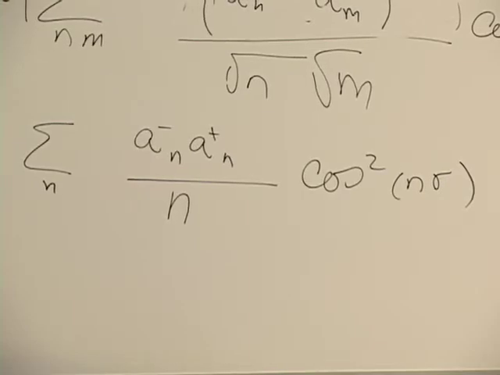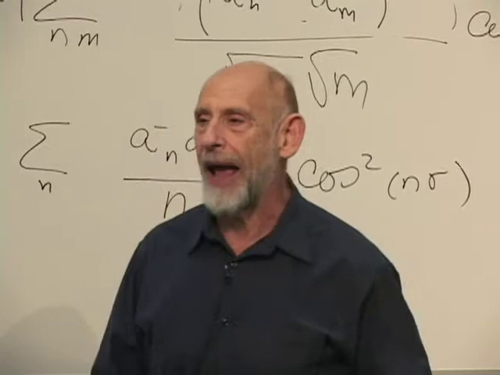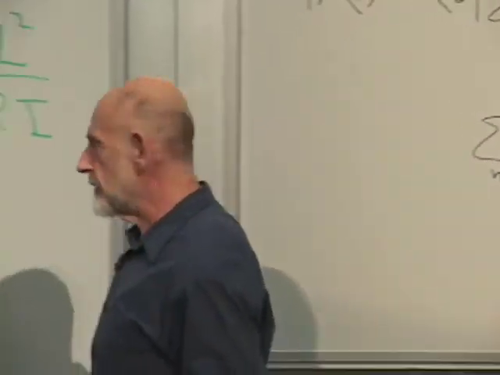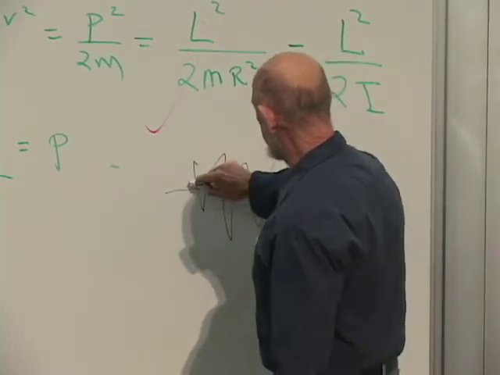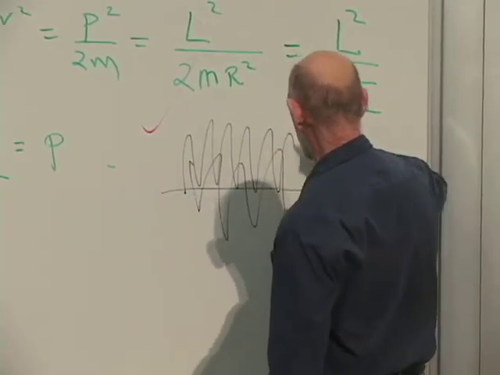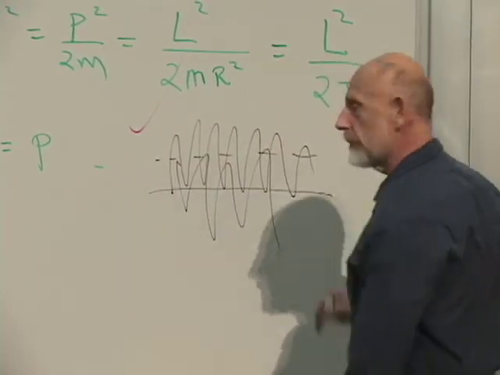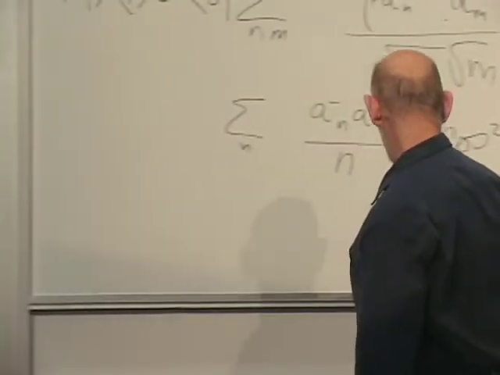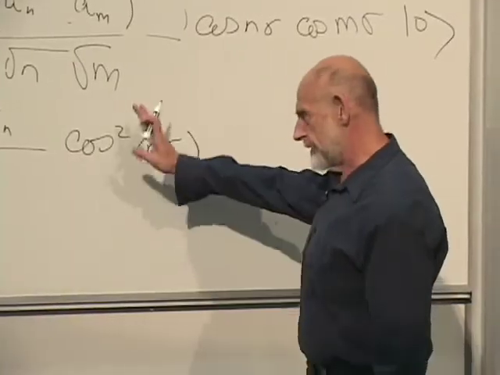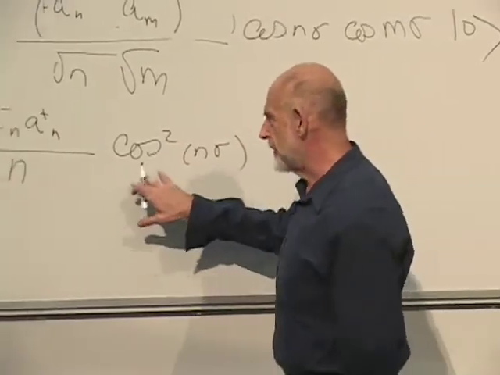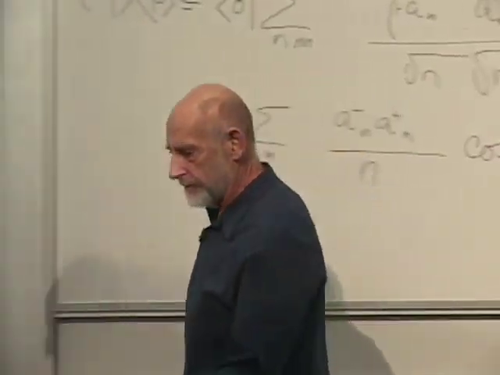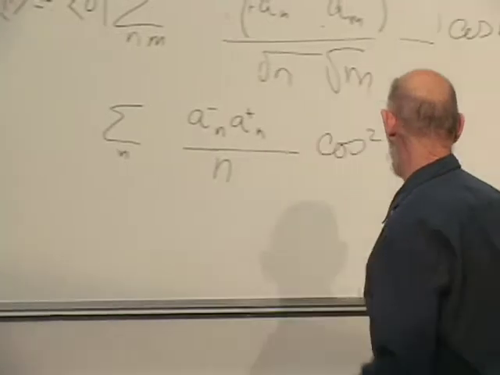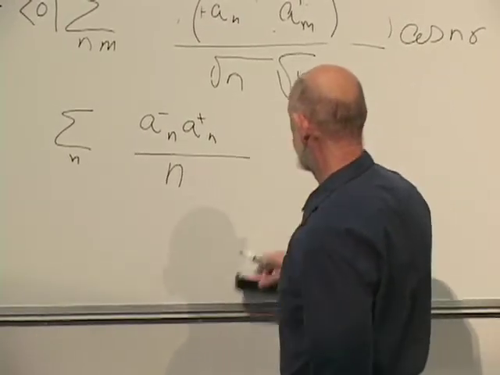Now, cosine squared is always positive, and it averages to about a half. Cosine of n sigma is a function which looks like this. If you square it, of course, it's above the axis because the square is always positive, and it averages to about a half. That's good enough for our purposes. It's never negative, you can't get any cancellation, and it kind of oscillates around a half. So for most purposes, it's sufficient just to call this a half. And that's about right.